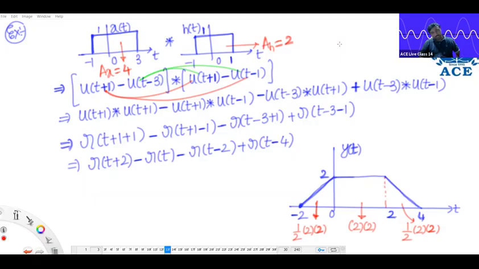What are the two hints we used here? u(t) convolved with u(t) is the ramp. Another hint: input shifted by alpha, system shifted by beta means overall shift alpha plus beta.